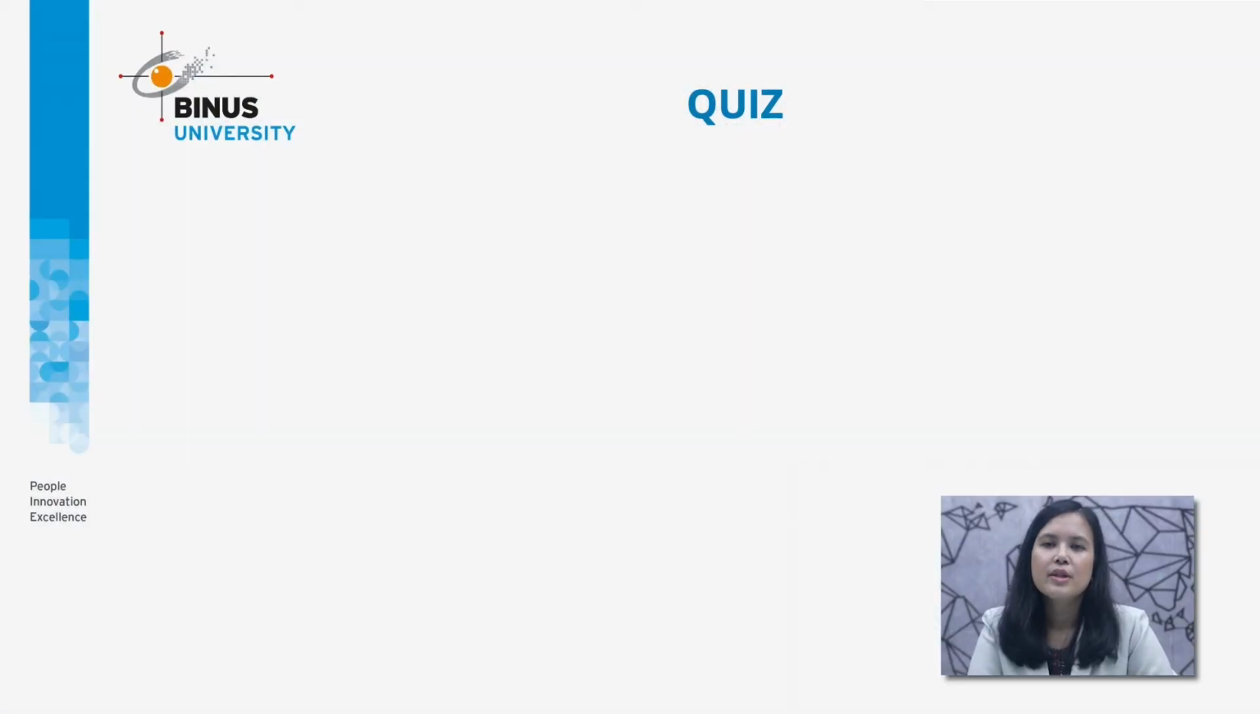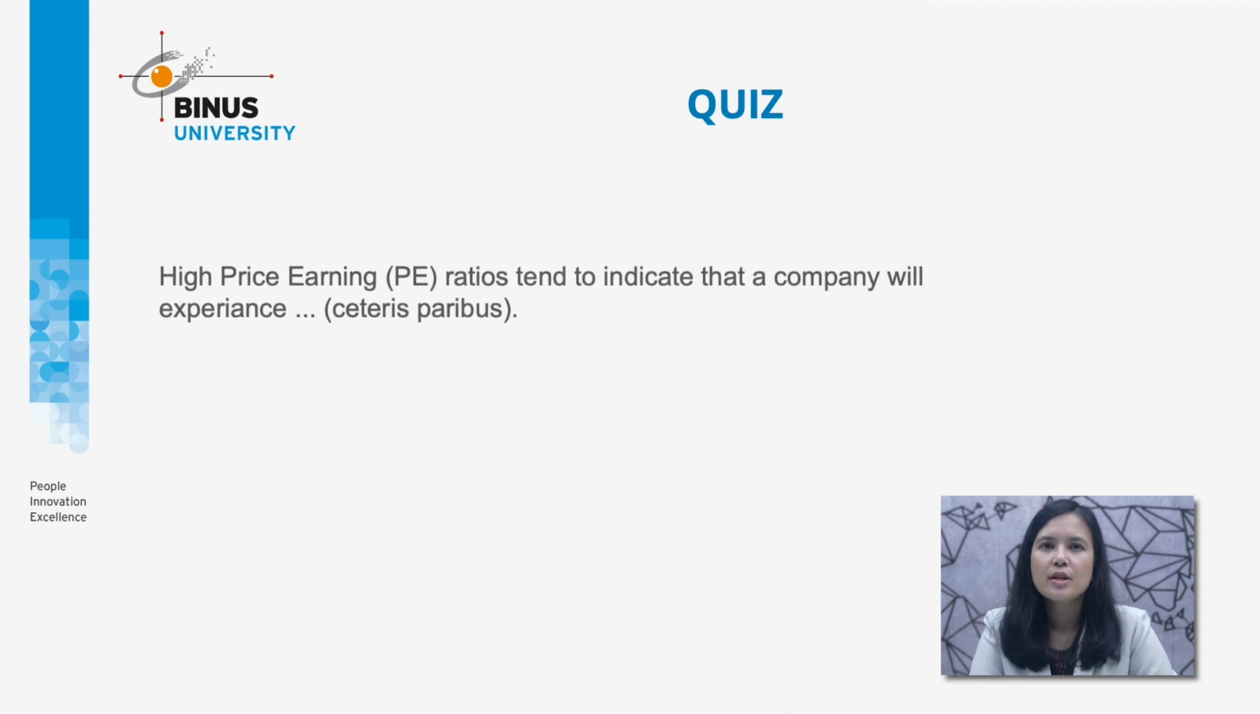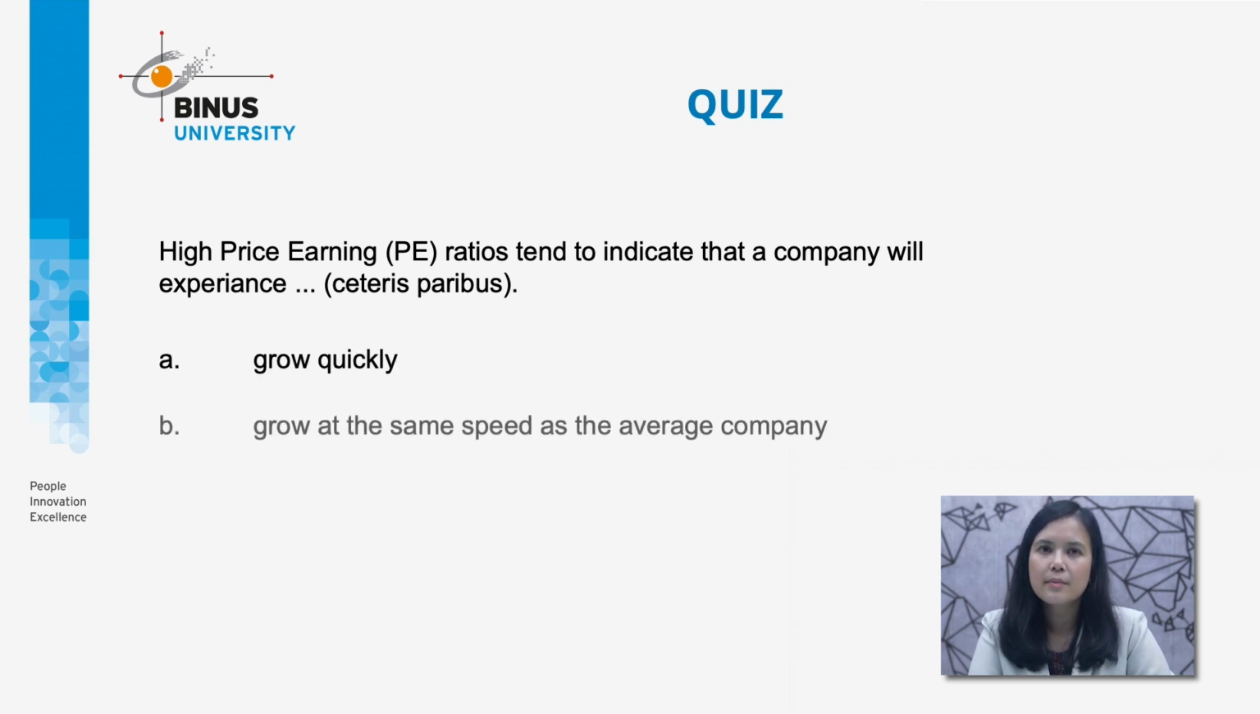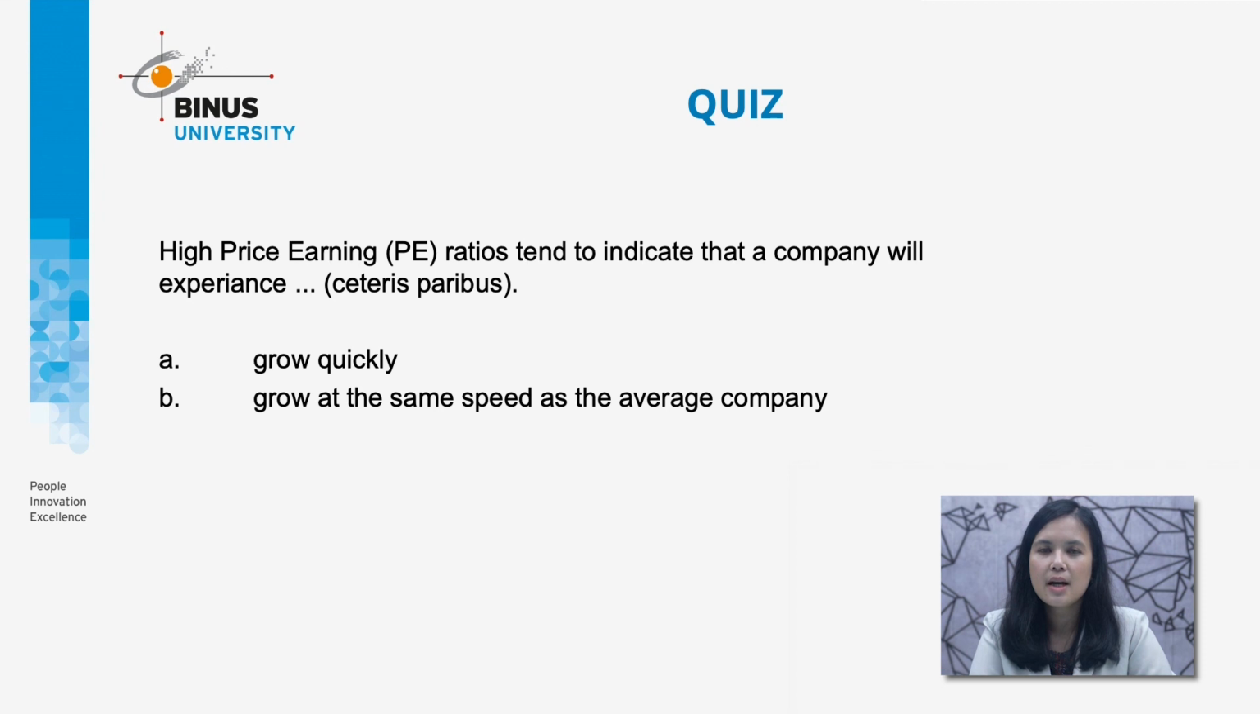Let's have a quiz for this material. High price earning ratios tend to indicate that a company will experience: A. Grow quickly, B. Grow at the same speed as the average company, C. Grow slowly, and D. Not grow.